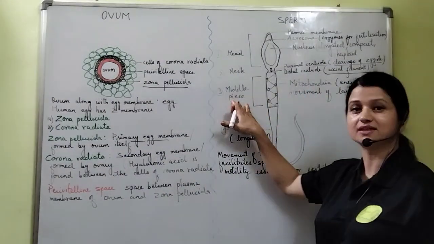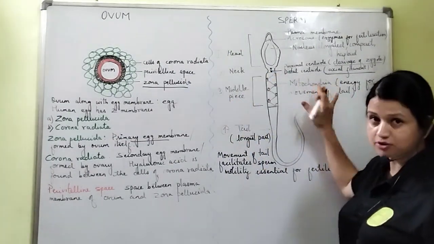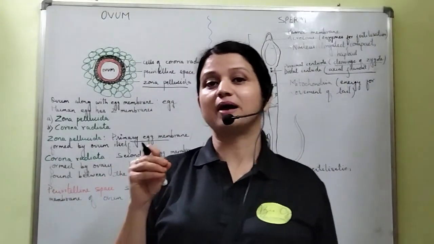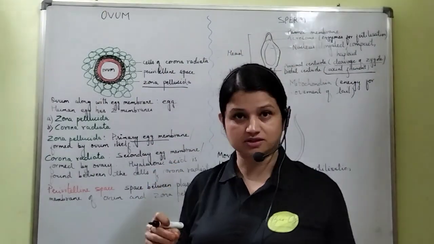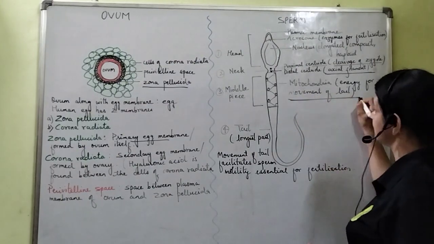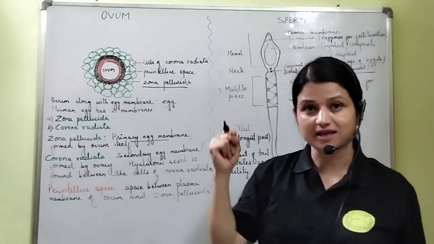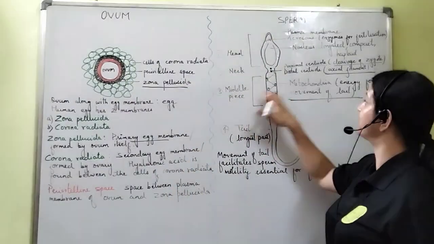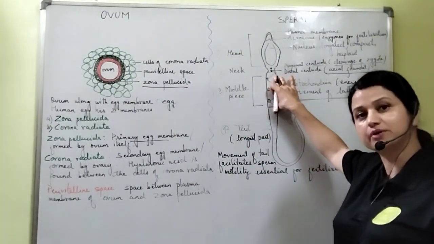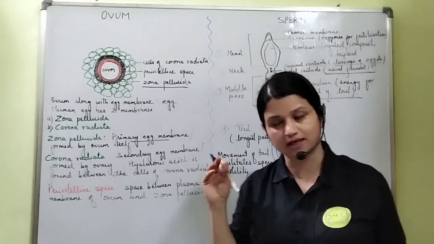After this we can see the third part is middle piece, and this middle piece contains mitochondria. It contains numerous mitochondria, and we know this mitochondria is required for energy. Clear? So mitochondria gives energy for the movement of the tail, because the sperm has to swim, it has to move, it requires energy, and this energy is provided by mitochondria. So middle piece contains numerous mitochondria, and this mitochondria provides energy for the movement of the tail.